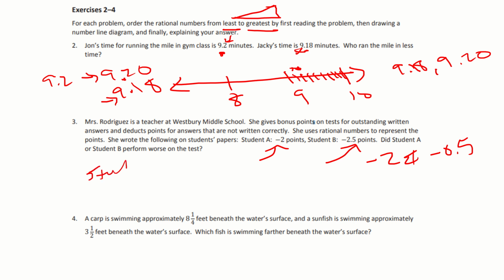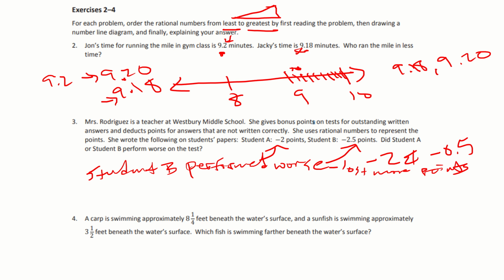So did student A or student B perform worse on the test? Student B performed worse. And that's because they lost more points, because they had a bigger negative number. So if we're writing this again from least to greatest, least amount of points would be negative 2.5, and then the next least would be negative 2. And up here, I forgot to answer. It said, who ran the mile in less time? John's mile was 9.2. Jackie's is 9.18. Jackie ran the mile in less time.